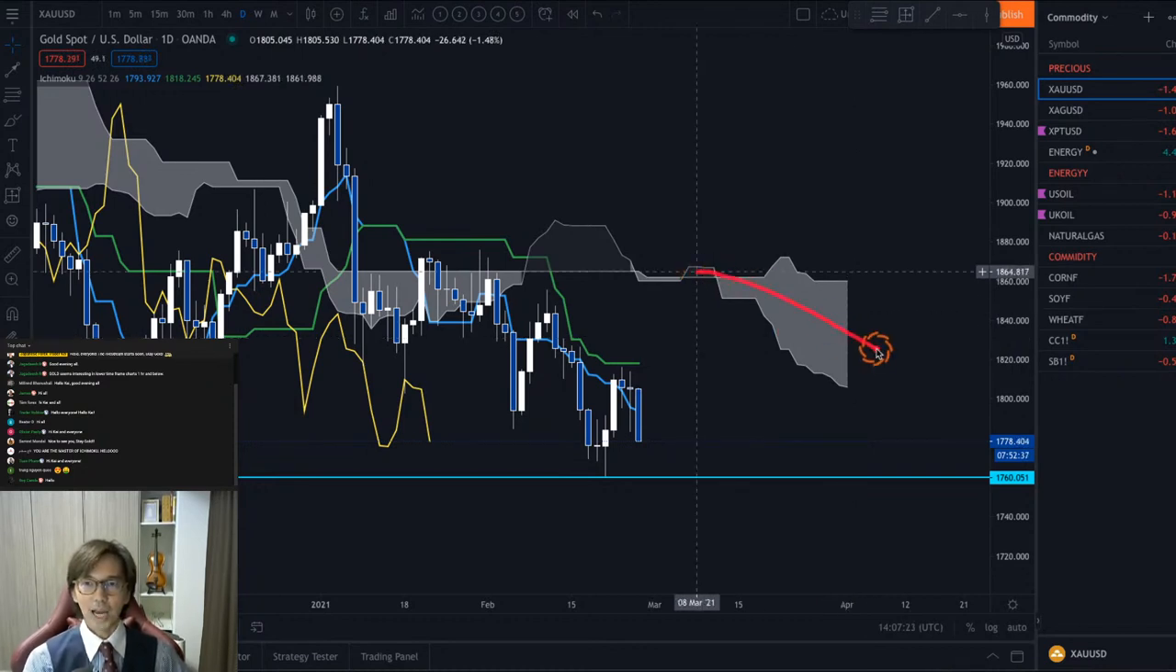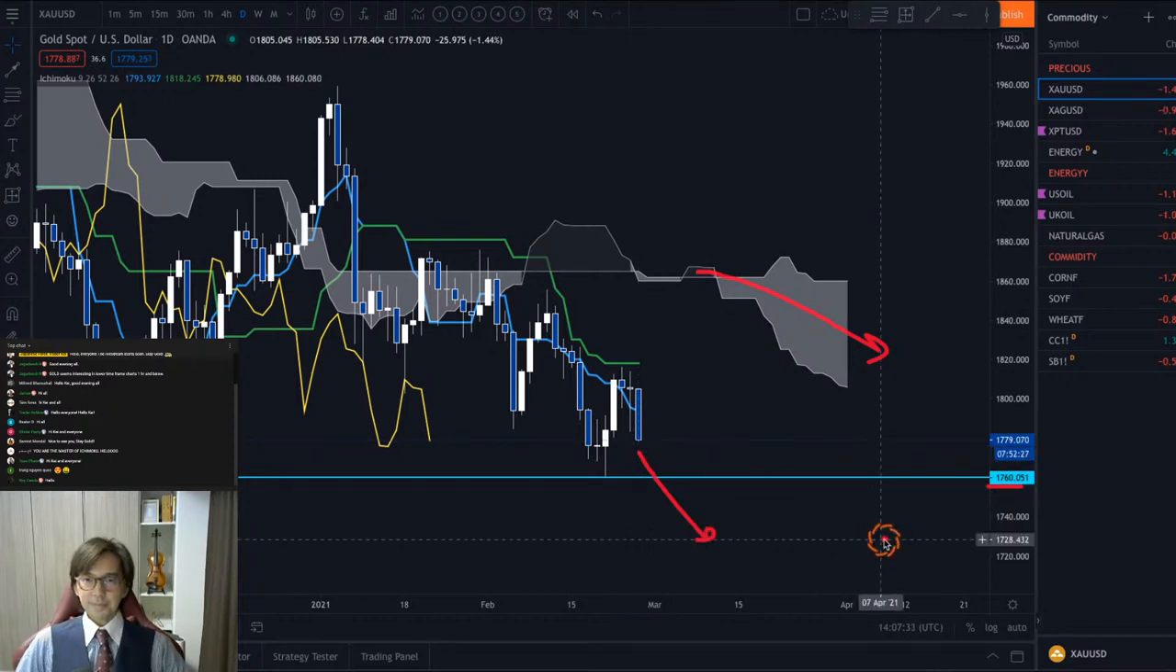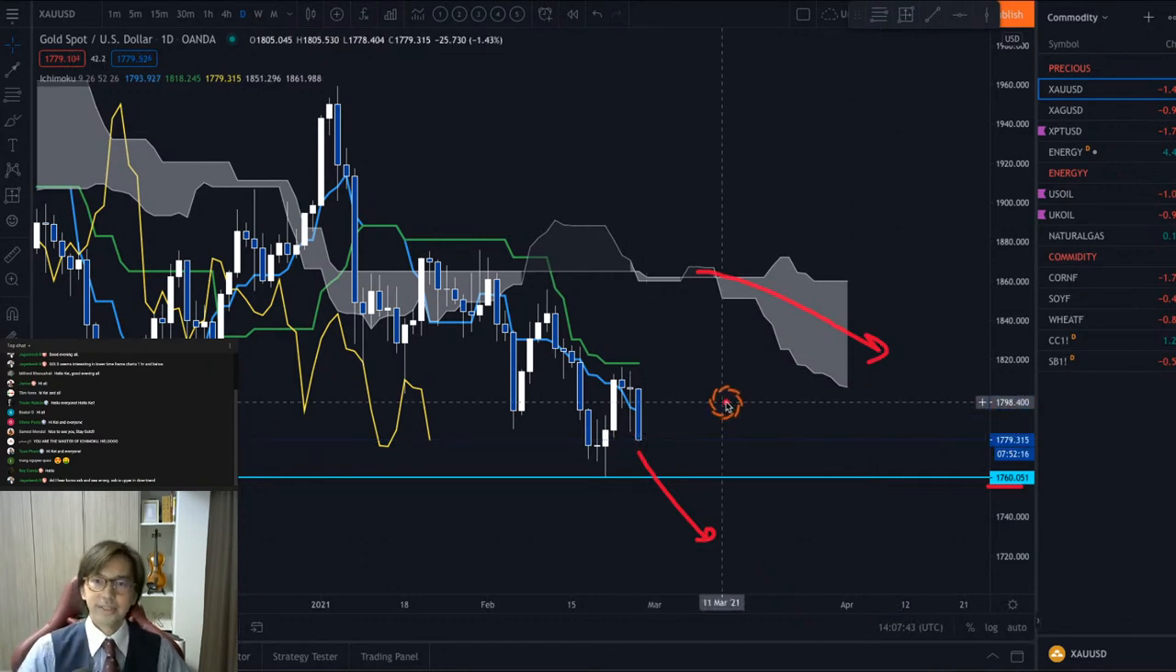The Kumo is sloping down. So there's a good chance that the market breaks the previous low at this 1760 level downwards this way. As I mentioned yesterday, this is, I think to me, a downtrend. So I expect the market breaks the previous low. Looks like the market is heading towards the previous low now on the gold.